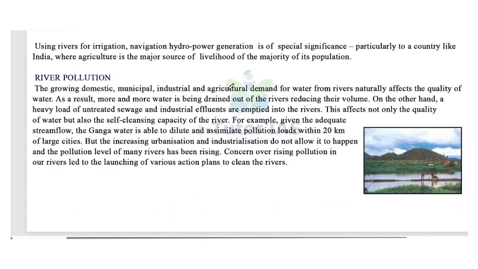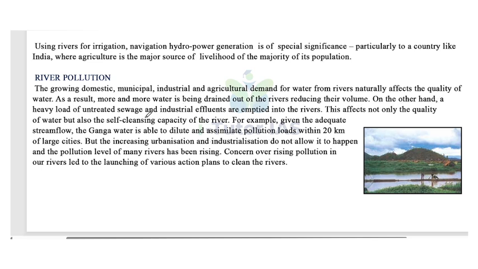Now, river pollution. The growing domestic, municipal, industrial and agricultural demand for water from rivers naturally affects the quality of water. As a result, more and more water is being drained out of the rivers, reducing their volume.